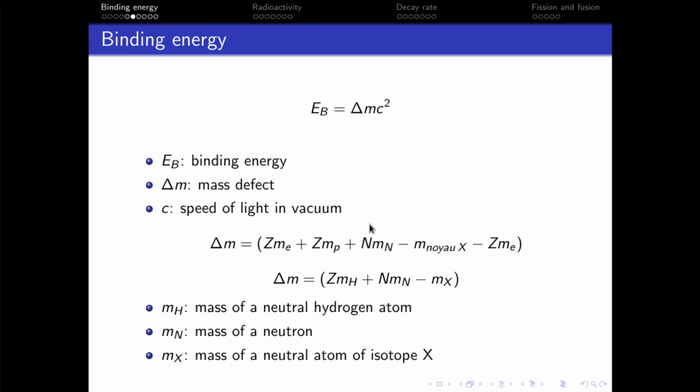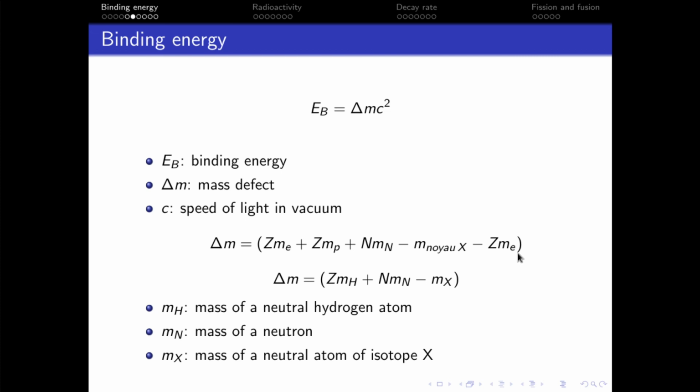So let's say we have some given atom, which we take as neutral, with Z protons, Z electrons for it to be neutral, and N neutrons. The constituents, we have Z times the mass of an electron plus Z times the mass of a proton plus N times the mass of a neutron. And then we compare what we have with the actual atom. We have the mass of its nucleus and the mass of its electrons around it.